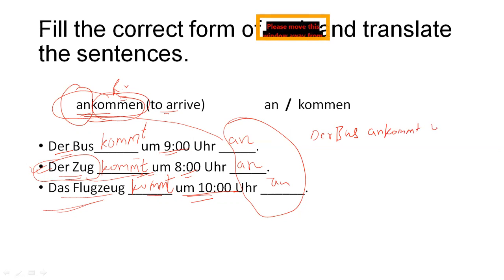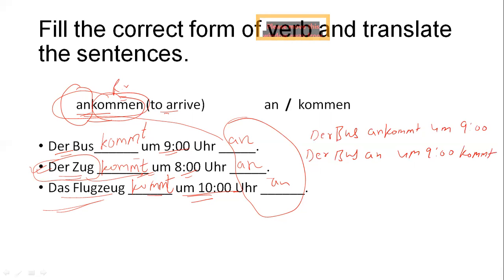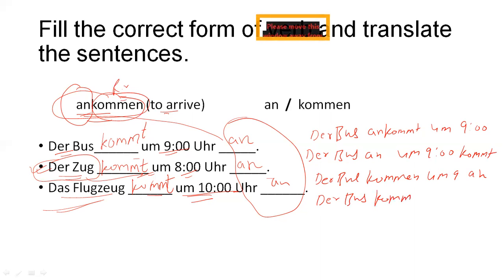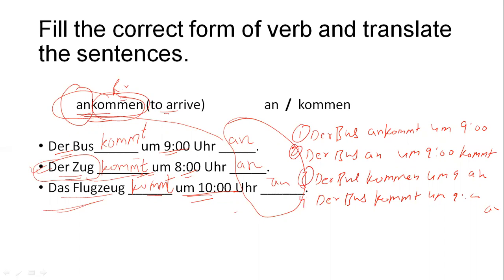ankommt um 9 Uhr. Second statement is der Bus an um 9 kommt. Third statement, der Bus kommen um 9 an. And fourth statement, der Bus kommt um 9 and then an, right? So you tell me which statement is correct here, right? So which statement is correct here? Statement 1, 2, 3 and fourth.